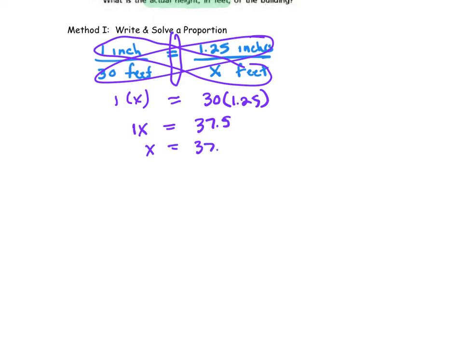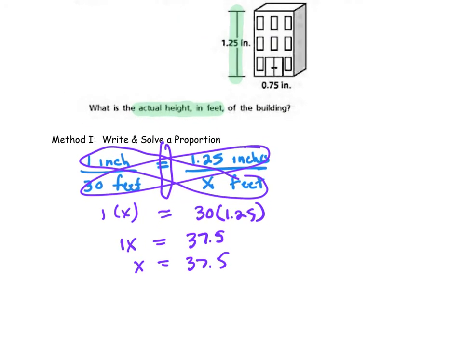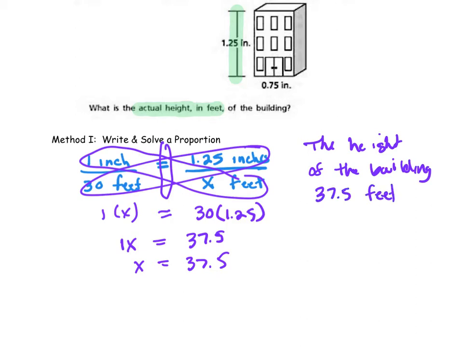So now let's look back and see what we just found. We were asked to find the actual height, so the actual height of the building would be 37 1/2, or 37 5/10 feet. So now let's go on to the next method.